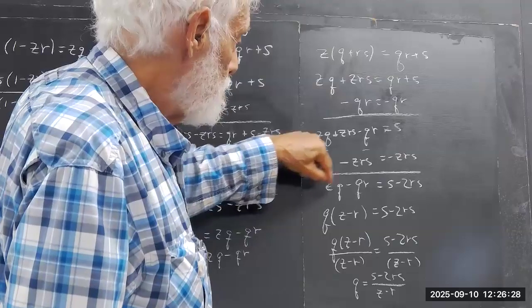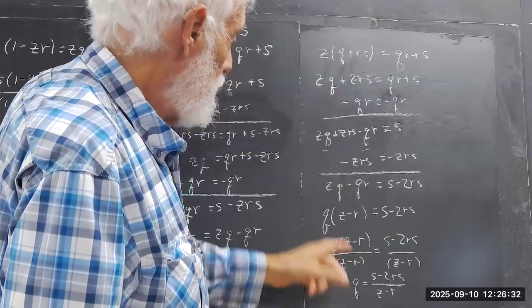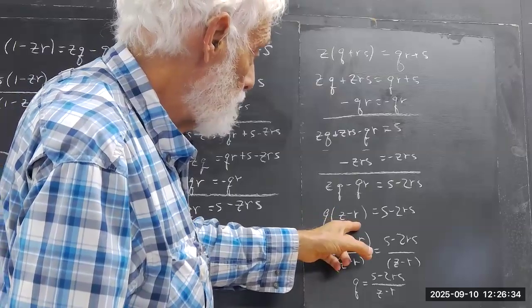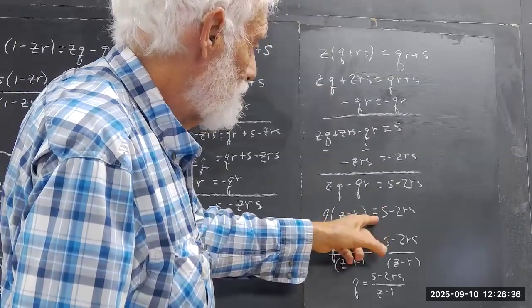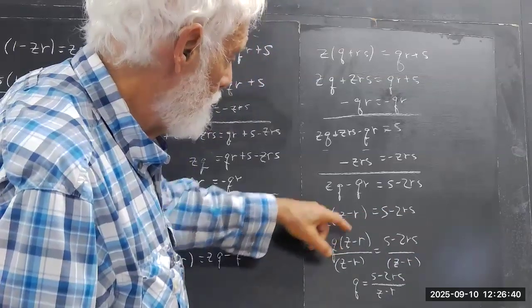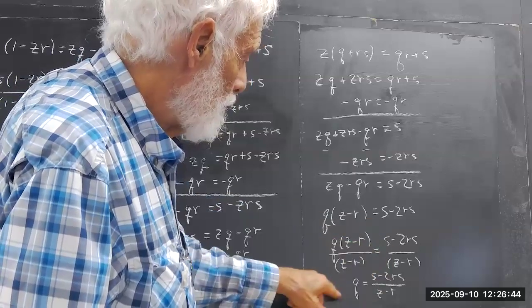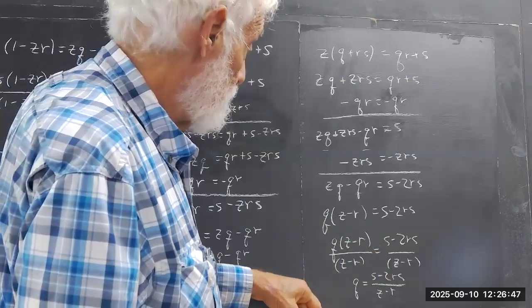And now we can write ZQ minus QR, which is what we're left with on the left-hand side, as Q times a quantity Z minus R. And that's equal to what you have on the right-hand side. And now we can divide both sides by Z minus R. And there's our solution. Okay.